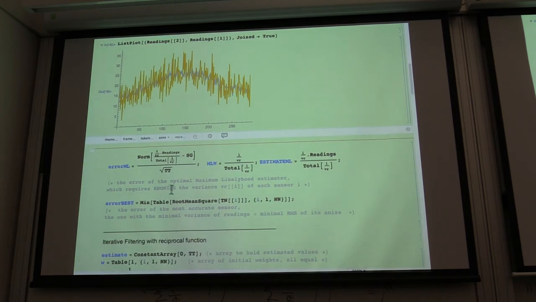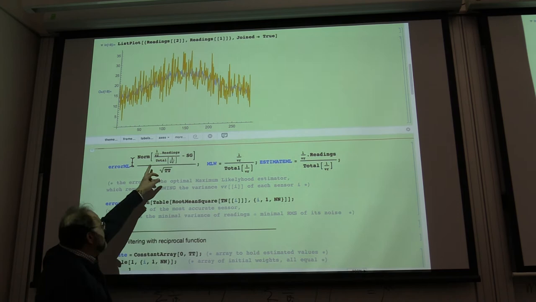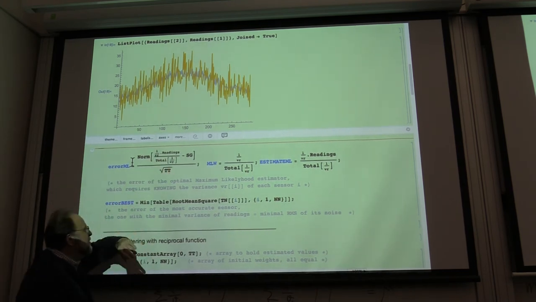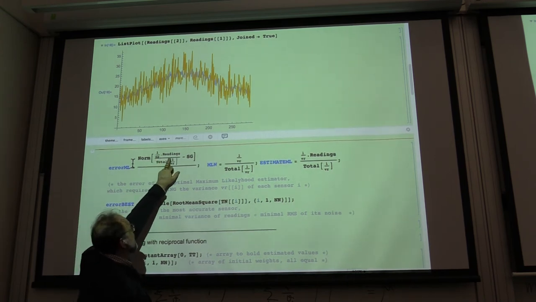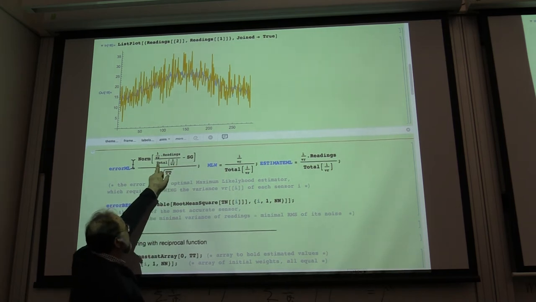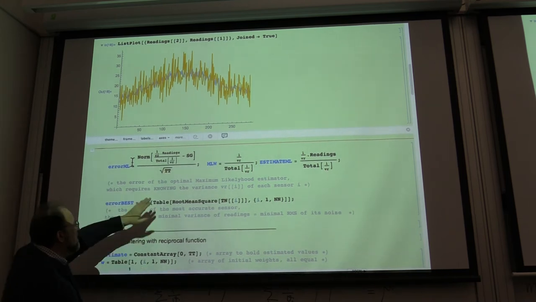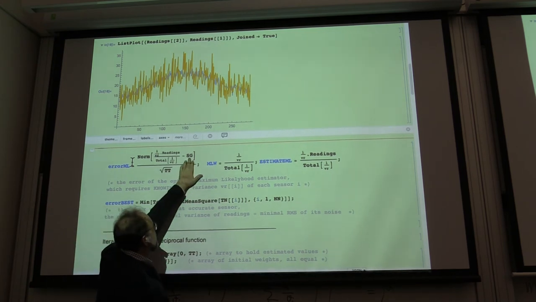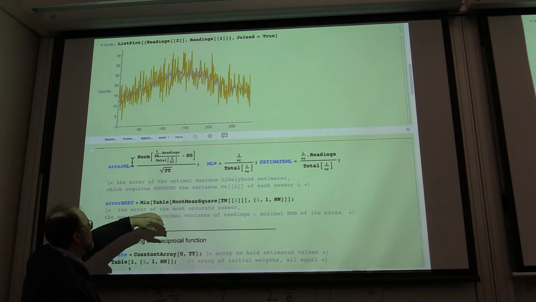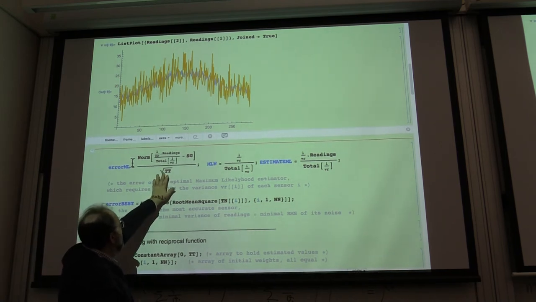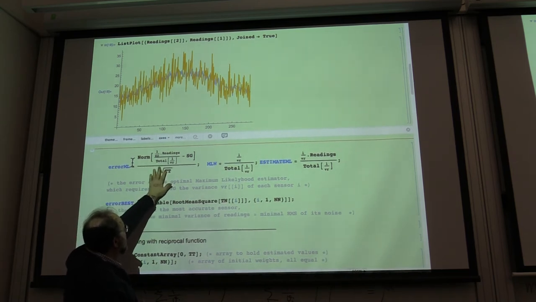So what is this? The error of maximum likelihood estimation is, just look out here, just a scalar product. It multiplies the reciprocal of each sensor's variance times the readings of the sensor, divided by the sum total of the reciprocals. So this is precisely the maximum likelihood estimation. This is the true value, and the norm means sum of squares, so the error is the mean of the, you can imagine this is inside the square root.